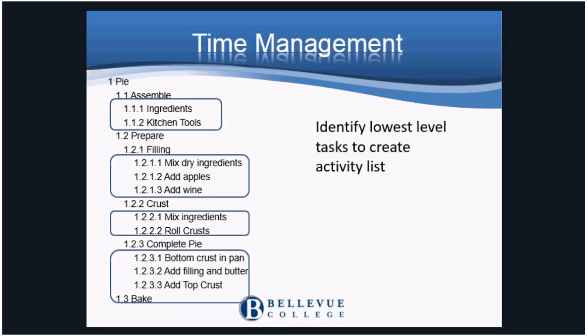This is the outline form from the work breakdown structure of making the pie example. All the lowest level tasks have been circled, and these will be used to create an activity list. The higher level tasks will be left behind as they are already accounted for in the lower level tasks.